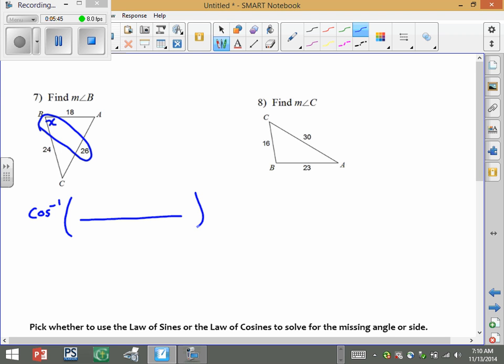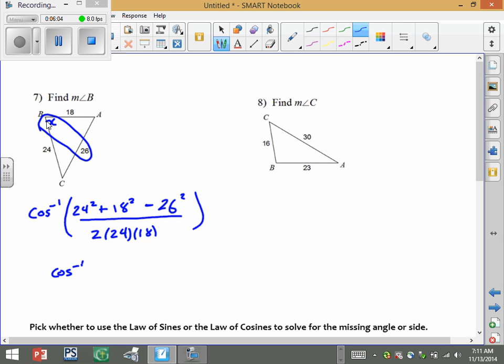My recommendation to you, go ahead and put that minus there. And 26 is going to be the one that's at the end because it's across from x. That means 24 squared plus 18 squared go there, and we do 2 times 24 times 18. I would again recommend, let's just do the numerator first.